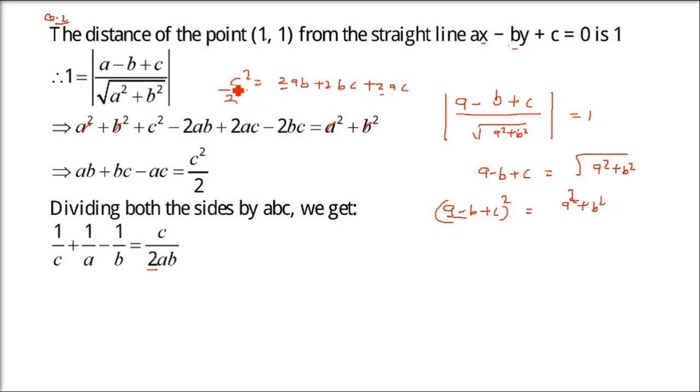Now divide both sides by abc. The left side, 2ab plus 2bc minus 2ac, divided by abc, gives 2 by c plus 2 by a minus 2 by b, and the right side gives c by ab. Dividing by 2, we get 1 by c plus 1 by a minus 1 by b equals c by 2ab. This is the final result.